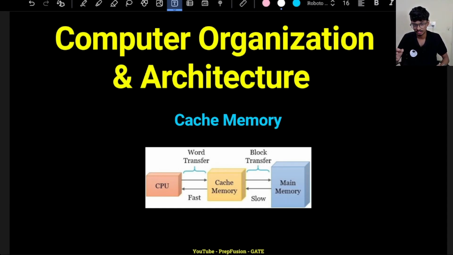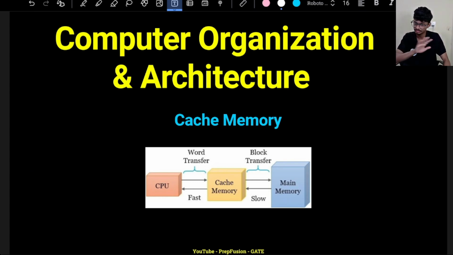So from today onwards we will start a new chapter, that is cache memory from computer organization and architecture, which is one of the most important and highest weightage subjects either in GATE, for the students who are preparing for GATE CS, or for the placements. Okay, this is not present in the GATE EC syllabus.